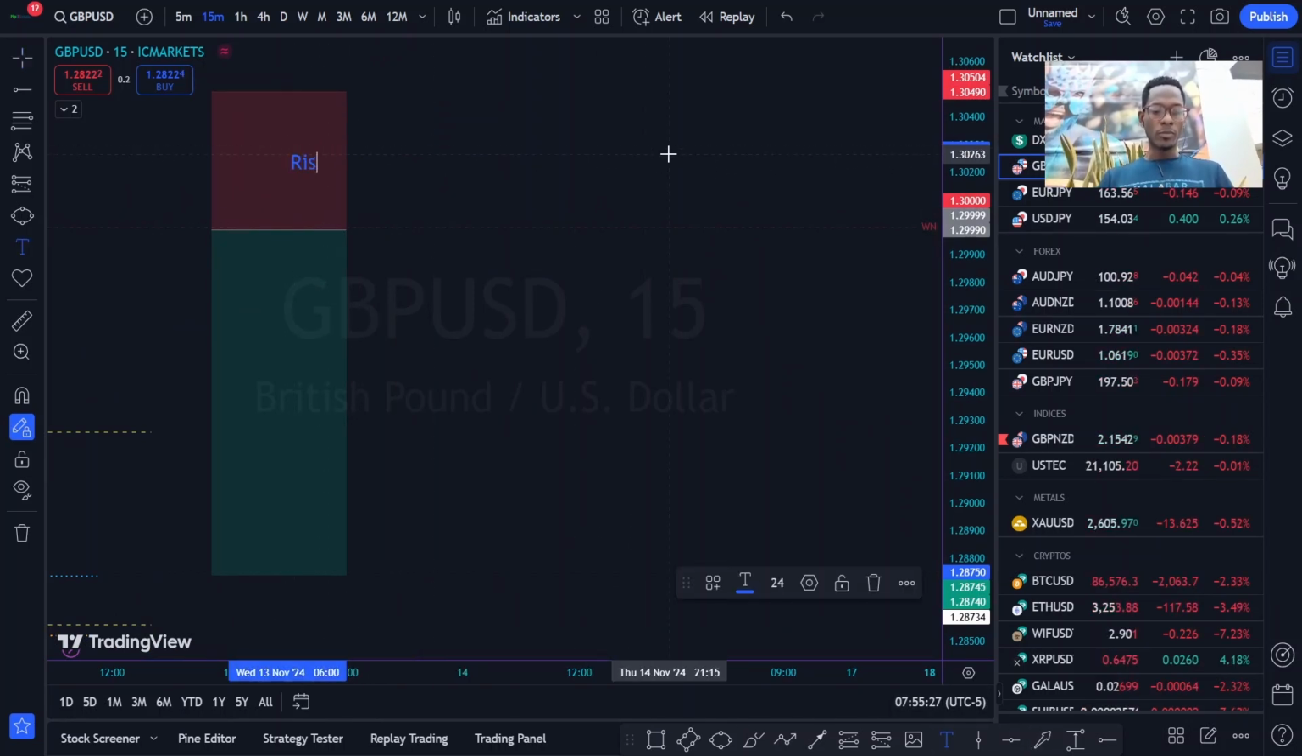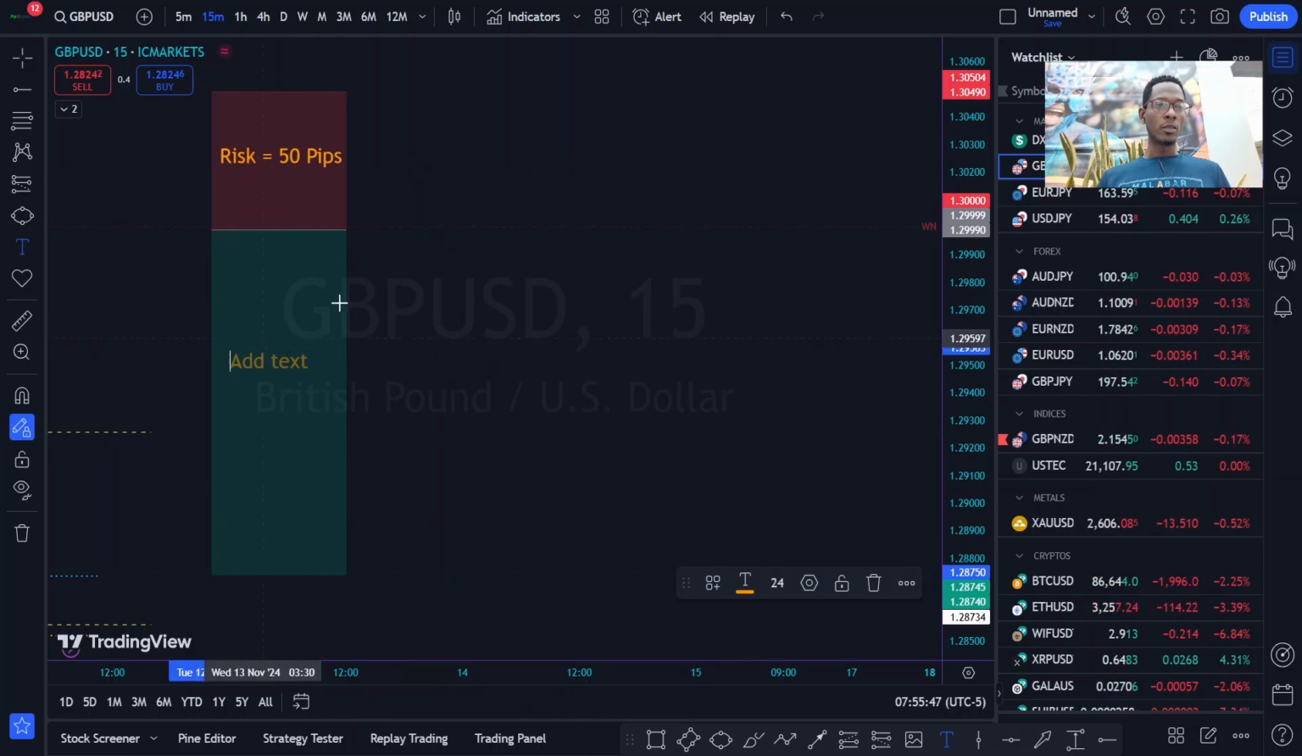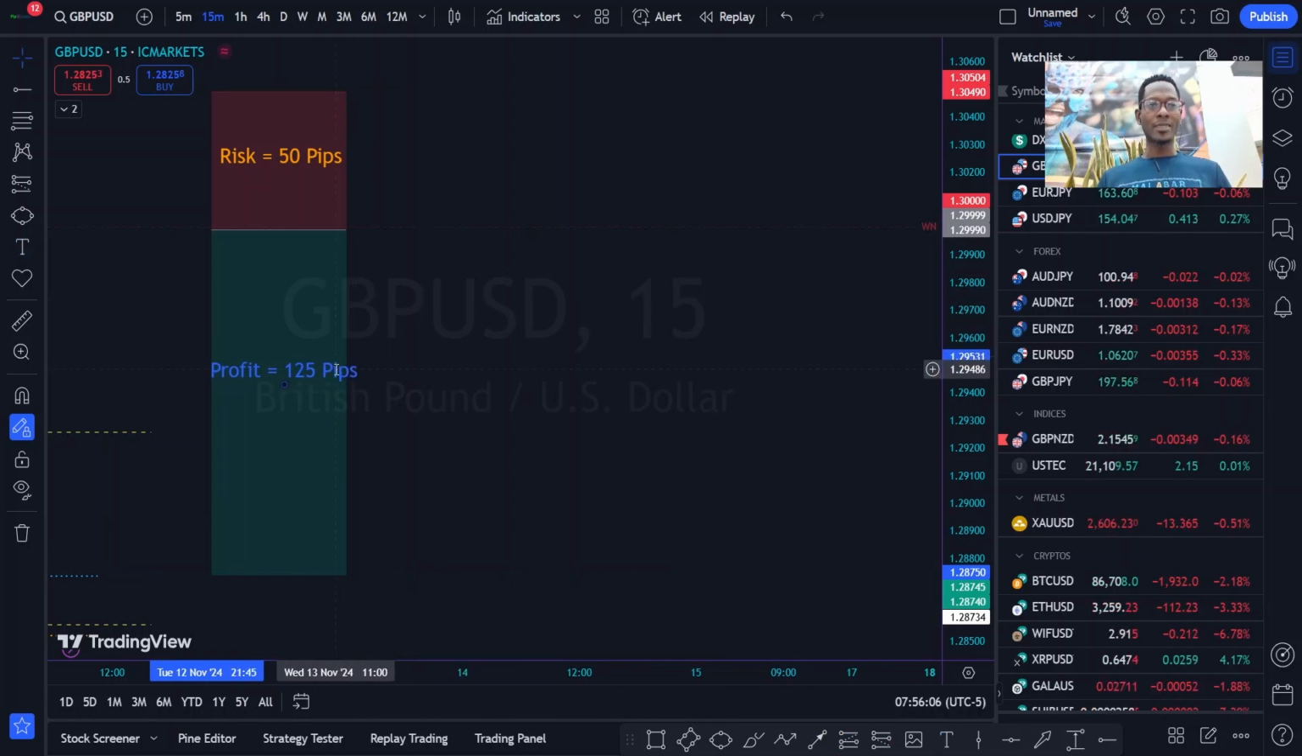So the risk equals 50 pips. And we're going to change this to orange. This is our risk, right? Remember, we manage our money first and then we will manage our risk after. So now our profit will equal 125 pips. Now this is our profit margin. This is our target that we are aiming for.